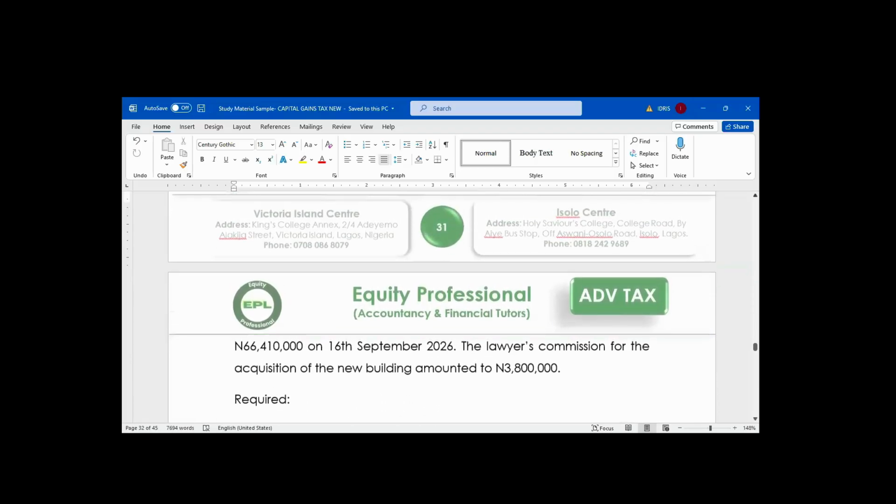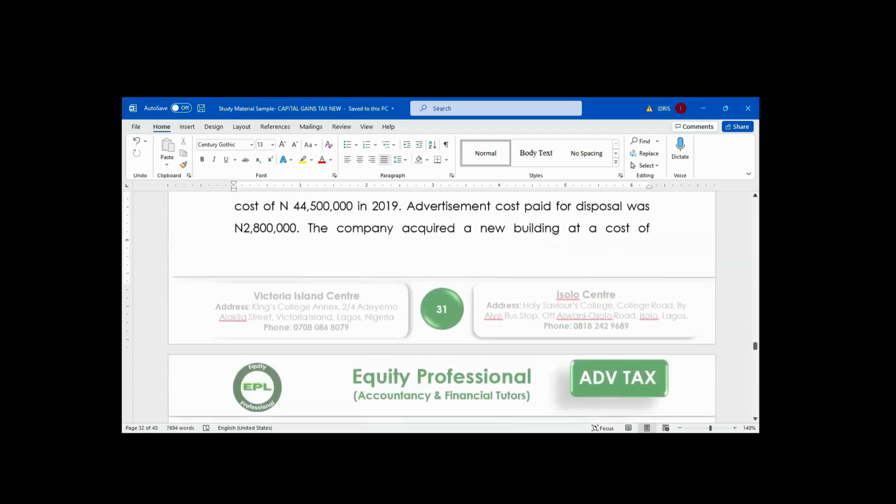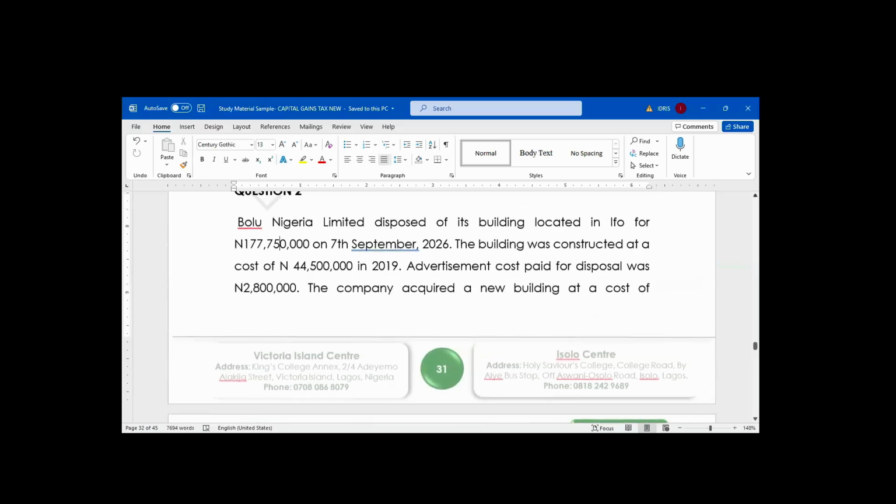Looking at this question, how do you know it's a rollover relief question? Because they disposed of a building. They later tell us that the company acquired what? A new building. After they dispose of the old building, they now acquire a new building. When you see that, you should know this is a rollover relief question. Do you understand?